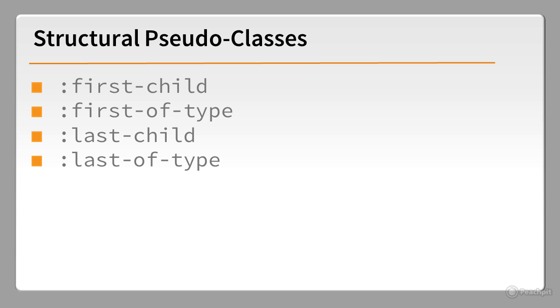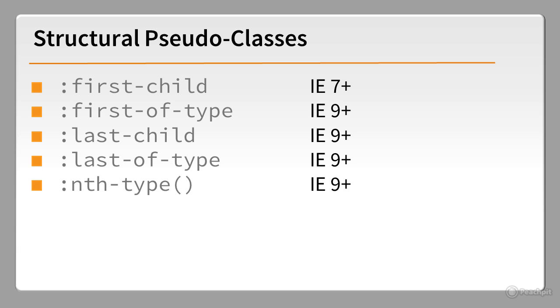The last child and last of type pseudo-classes work the same way, except they apply to the last matching elements. The nth type pseudo-class takes a number or formula to target elements at a specific position in a series. All modern browsers support these structural pseudo-classes, but they're not supported by older versions of Internet Explorer. First child works in IE7 and later. The others require a minimum of IE9.